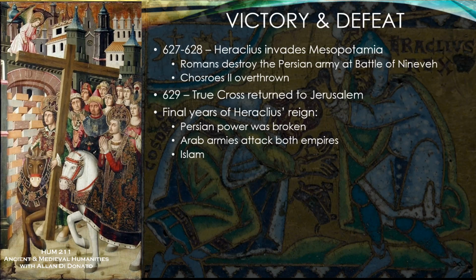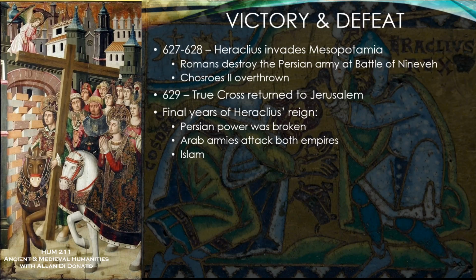But at this time, you've got the beginning of what's going to be an Arab empire, and it's also going to be the advent of Islam moving into the region. Islam is a new religion, actually very new religion. As a matter of fact, the Prophet Muhammad, who is the founder of Islam, dies in 632, right there during the reign of Heraclius. He was a contemporary of Heraclius.